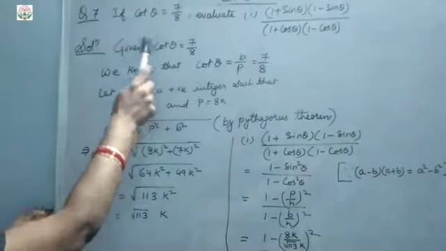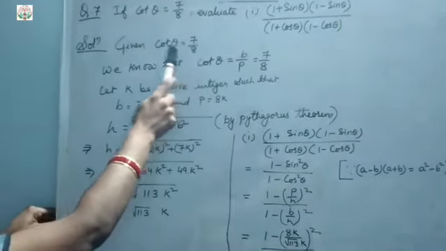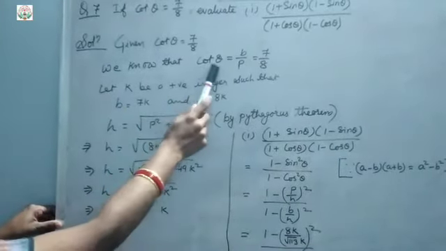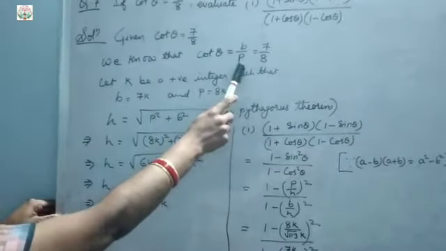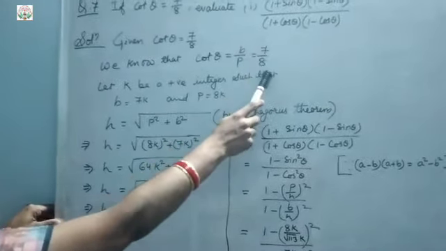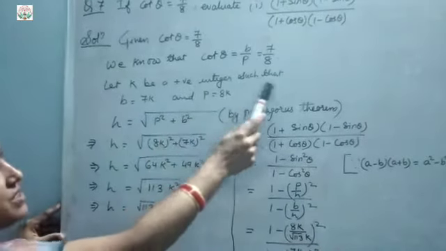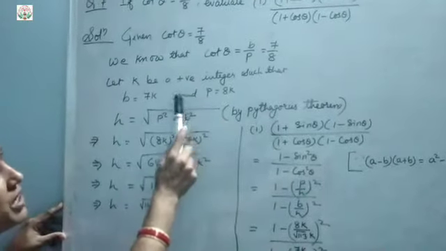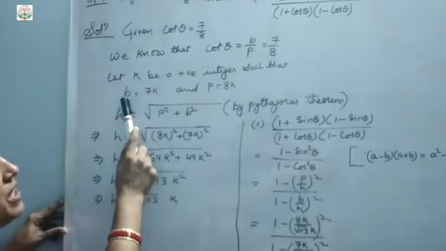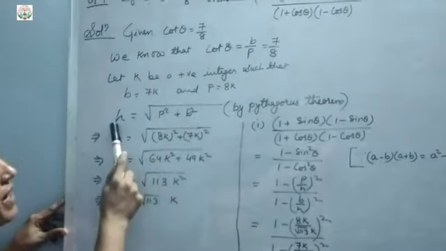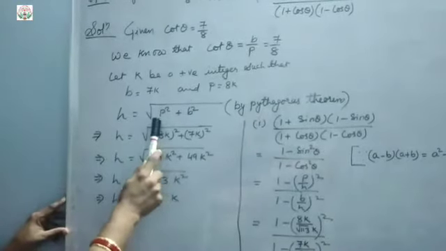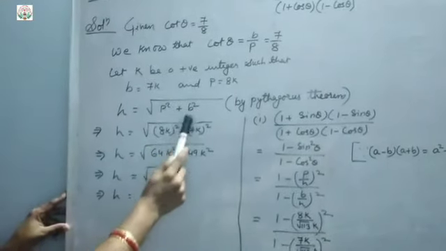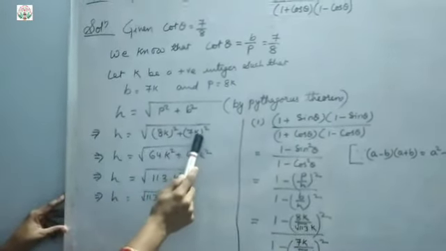Now see the first part. First we will solve cot theta equals 7 by 8, so that we get the hypotenuse. Because we know that cot theta equals B upon P, which is given as 7 upon 8. So let K be a positive integer such that B is 7K and P is 8K. Now when B and P both are given, we can find the hypotenuse using Pythagoras theorem: square root of P square plus B square. Now put the values, 8K whole square plus 7K whole square.